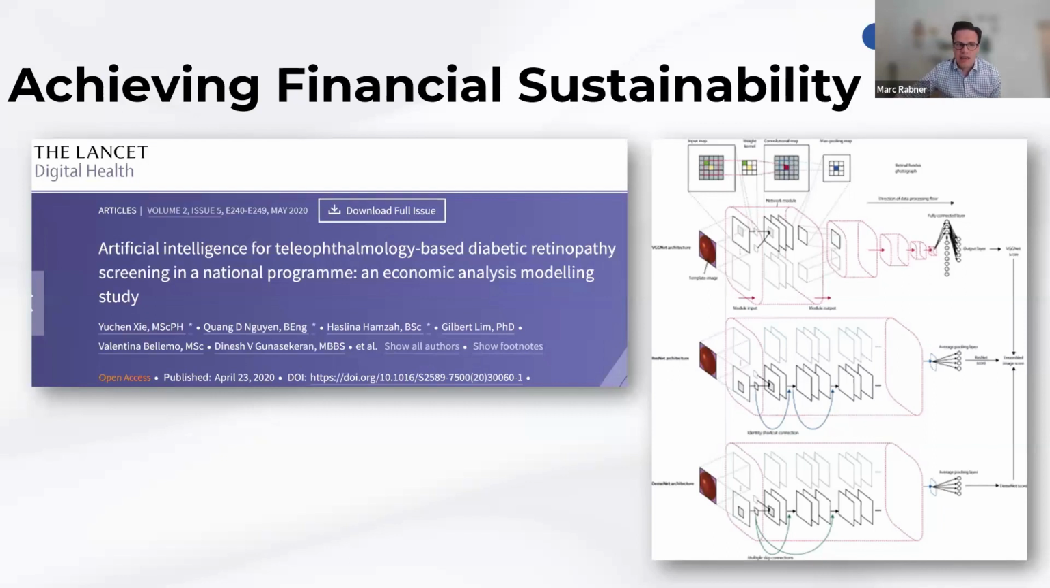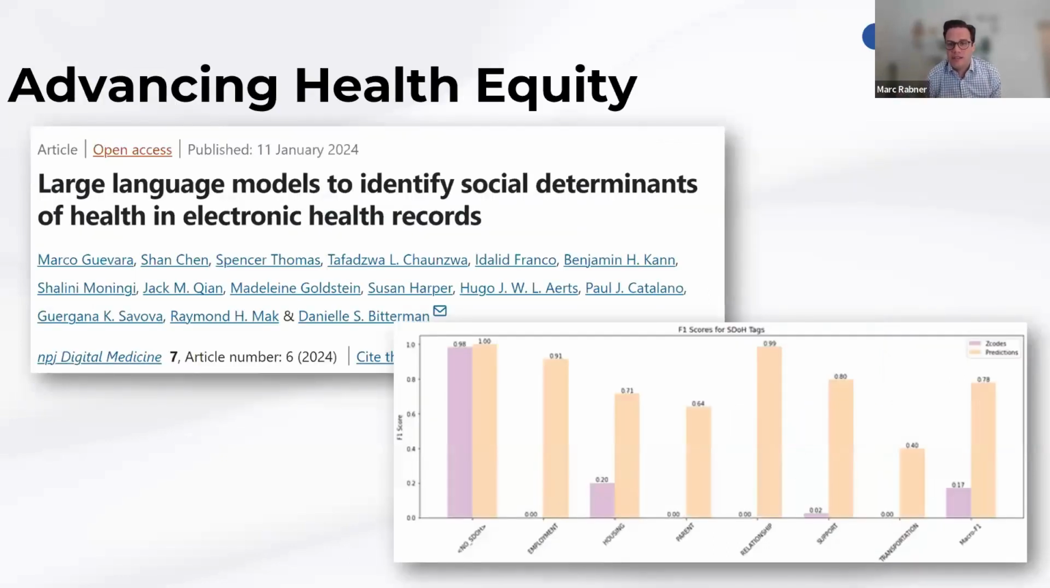And on the next slide is how AI can advance health equity. Now, I know we've heard the appropriate concerns around bias in AI models, but there are also opportunities for AI to help advance health equity.